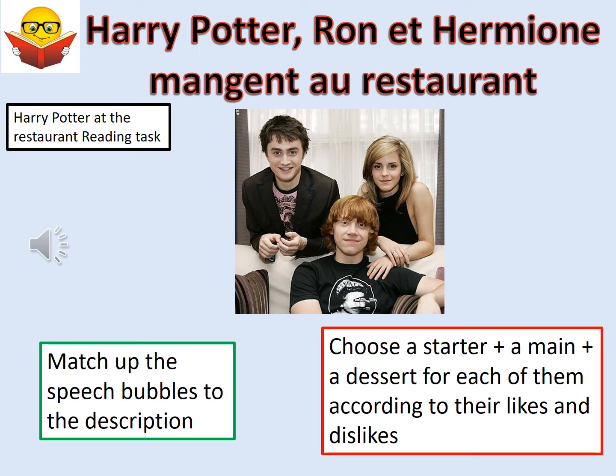And then for the second part of the reading task, you will need to look at what Ron, Harry and Hermione are saying in terms of what they like and what they don't like in terms of foods and drinks, and you will need to pick them a starter, a main, a dessert and a drink from the menu that you have retrieved from the attachments.